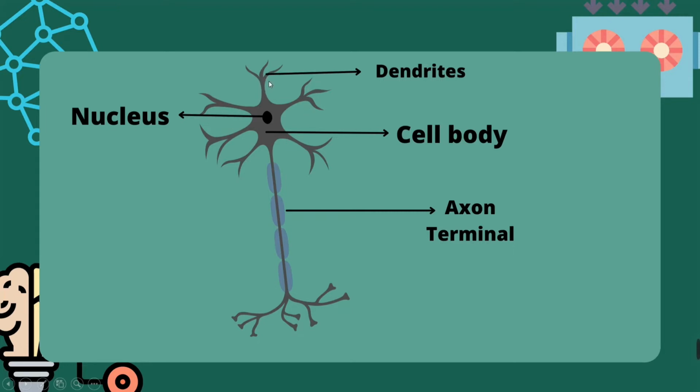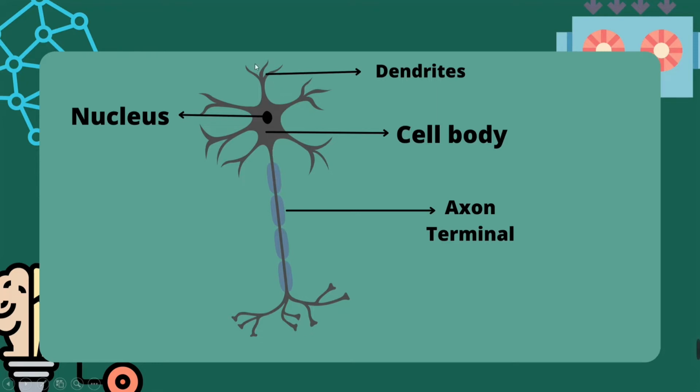What happens is it goes to the cell body. So we have a nucleus right here in the cell body, which performs the function. This is the main thing which performs. The nucleus is the major part where it performs all the tasks. After that, the output from the nucleus is traveled through this axon terminal.